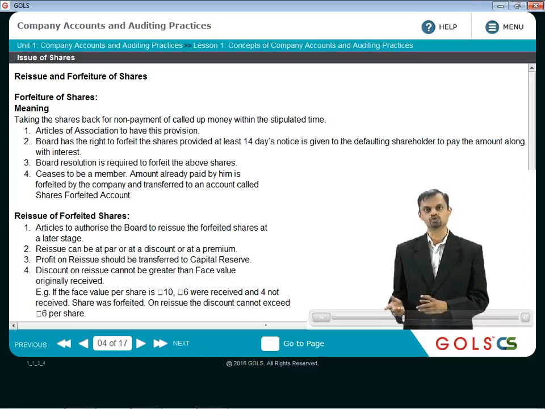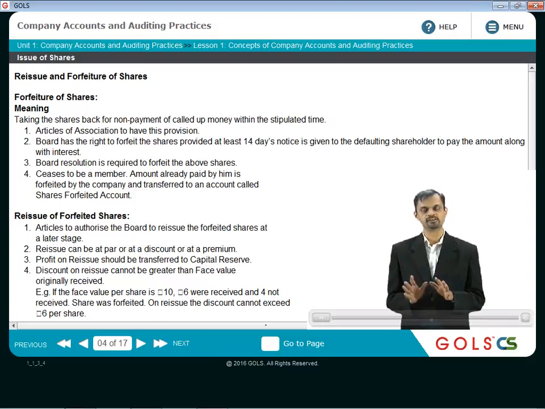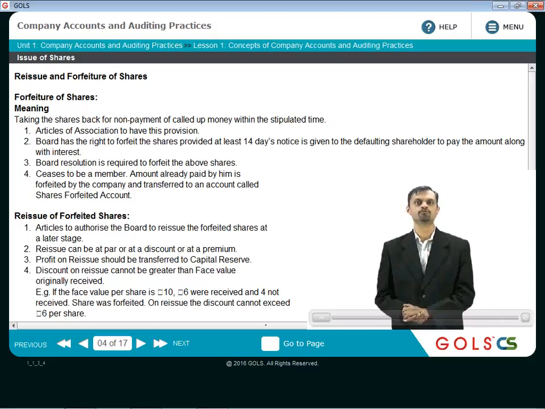On reissue, the company received 5. So in all, the company received 11 rupees, whereas the face value is 10 rupees. So the extra 1 rupee that is received by the company is the profit on reissue.